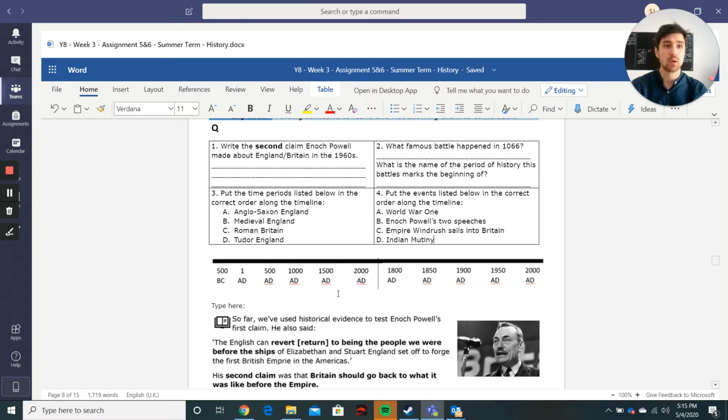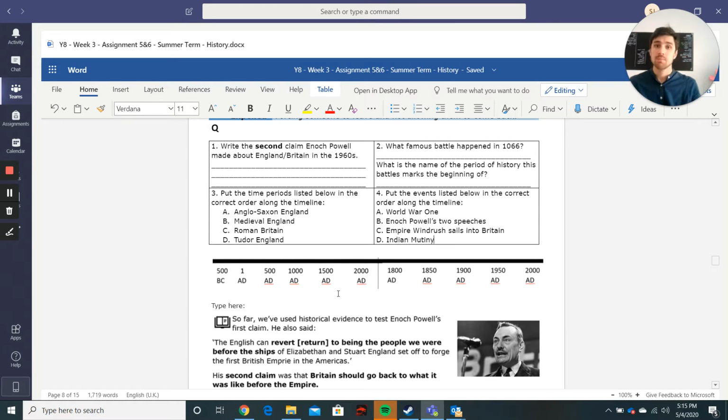2, what famous battle happened in 1066? Well, you should all know that. It's the Battle of Hastings. And the name of this period of history is the medieval period. Putting those timelines in order, Anglo-Saxon England is roughly 440 until 1066. Medieval in England then 1066 to 1485.